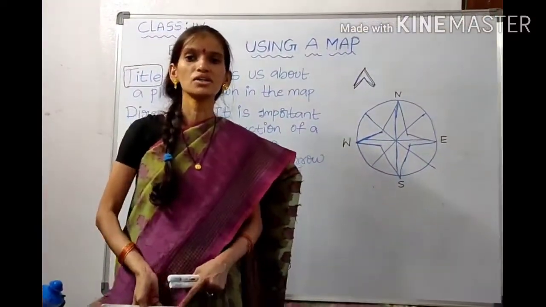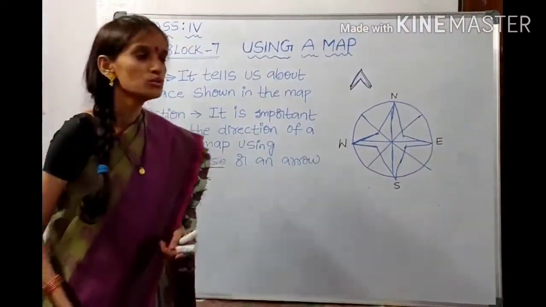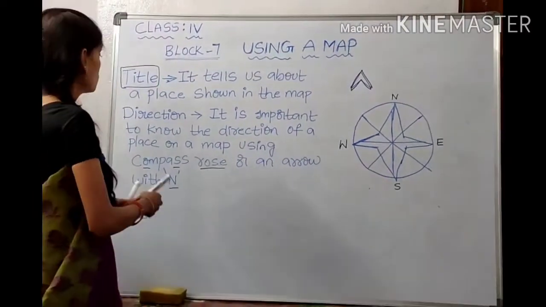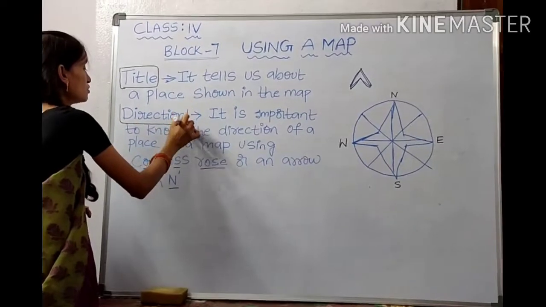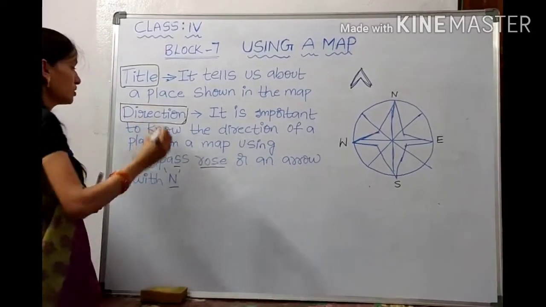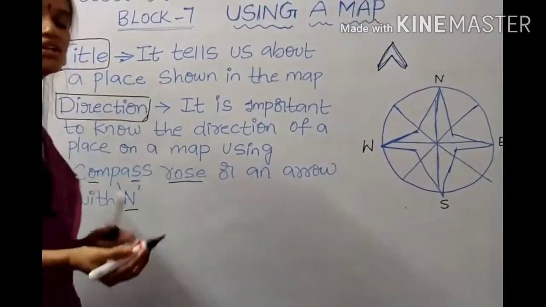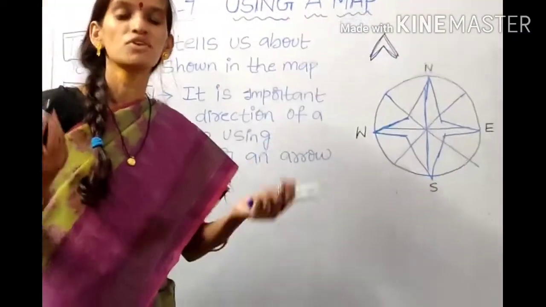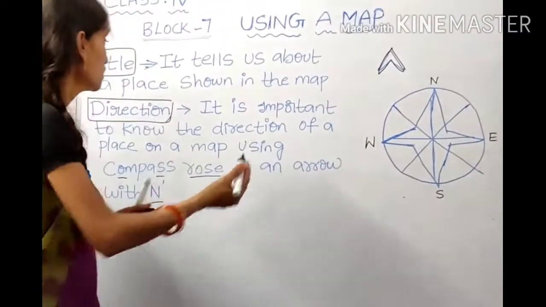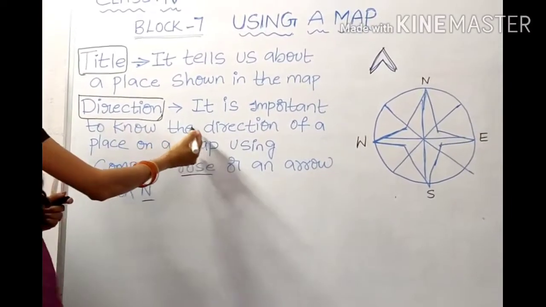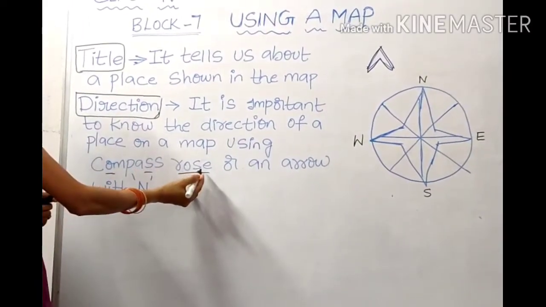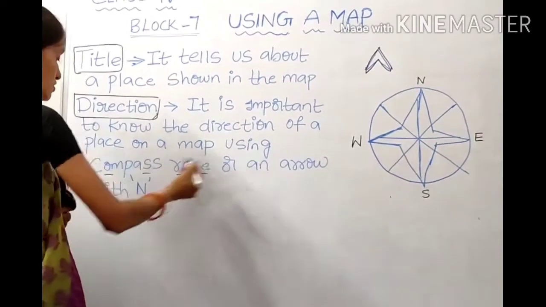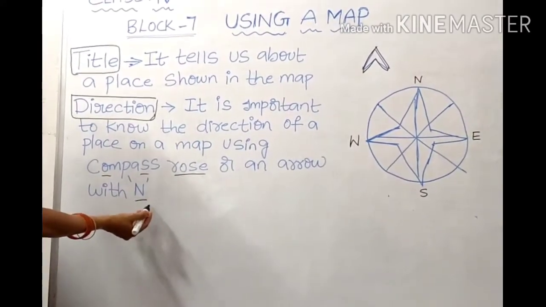Next comes our direction. So what is a direction? Direction is important. It is also one of the elements of a map. If we don't know the direction, where will you go? So it is important to know the direction of a map using a compass rose or an arrow pointing north.